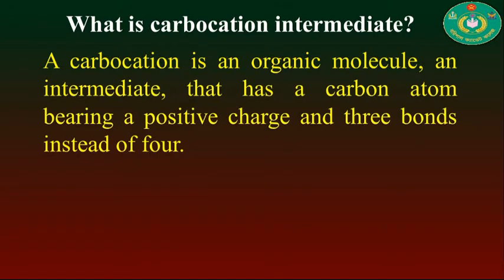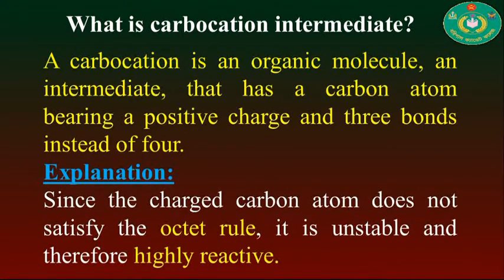That means carbocation comes from two words, carbo and cation. Carbo means carbon atom and cation means a positive charge. That means carbocation is a chemical species which contains a carbon atom with positive charge. For explanation, since the charged carbon atom does not satisfy the octet rule, it is unstable and therefore highly reactive.